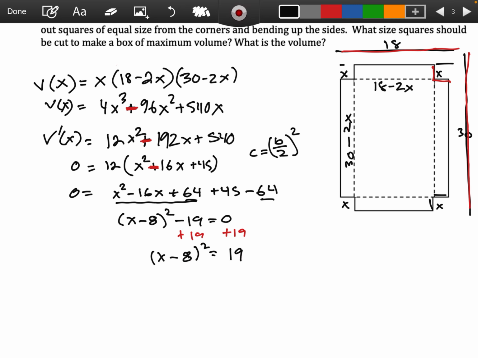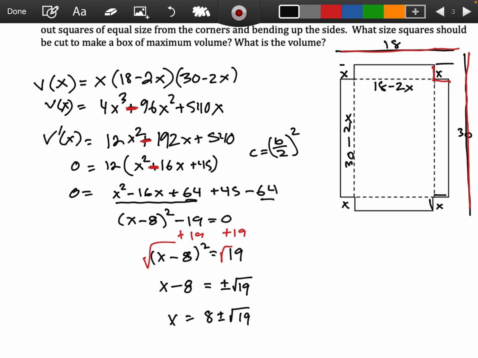And then I'm going to square root both sides. So now I'm left with x minus 8 is equal to plus or minus the square root of 19. And x is going to be my final answer. It's going to be x is 8 plus or minus the square root of 19.